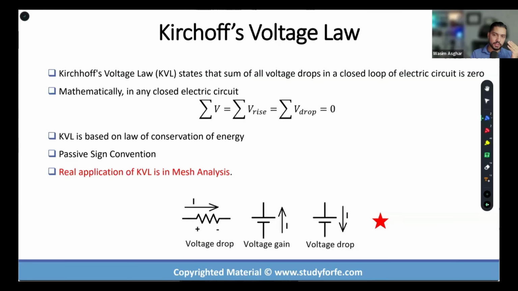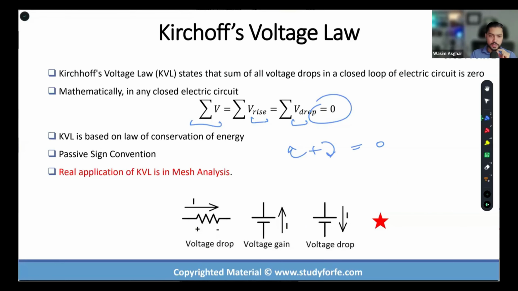Okay, so let's start with KVL. The mathematical form is extremely simple and straightforward. The sum of all the voltage changes, voltage gains plus the voltage drops, will be equal to 0. Very simple. So if we have a voltage gain in a closed loop circuit, there must be a voltage drop equal to the same amount, and that will be equal to 0. All right, it's as simple as that.